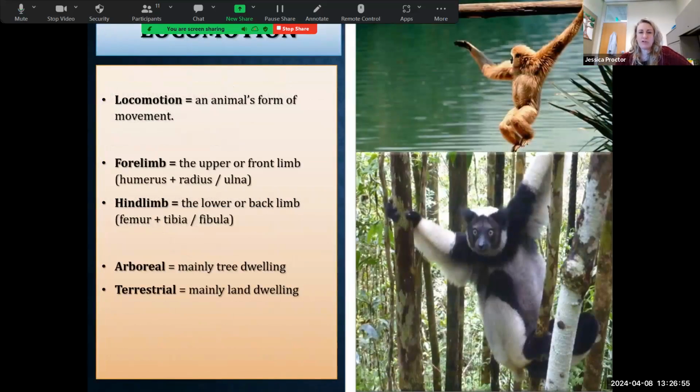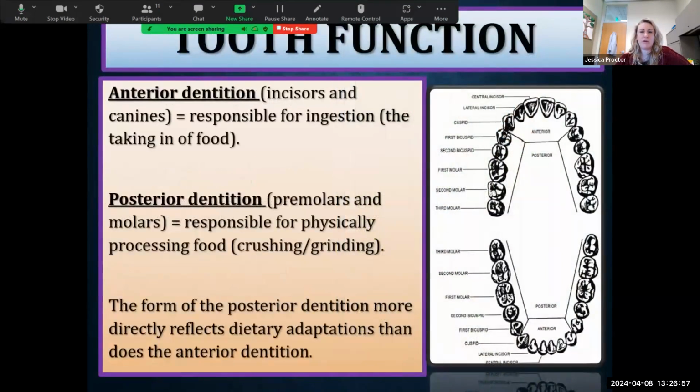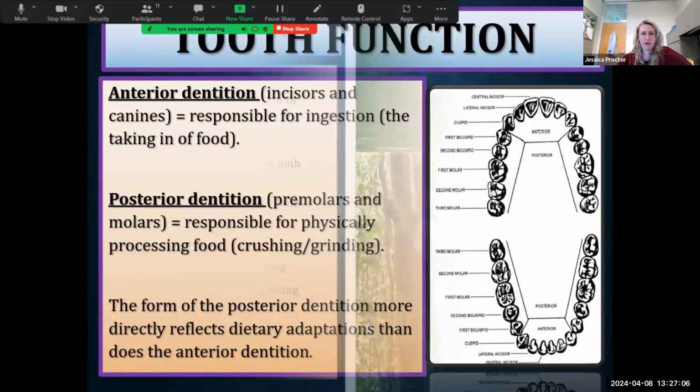All right, so let's talk questions about diet before I move on to locomotion. Any questions at all about diet? Okay, let's go ahead and move on.